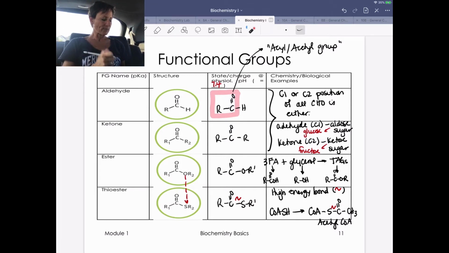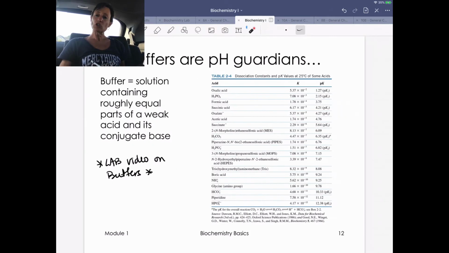and then acetyl-CoA is what goes into the citric acid cycle. So if we think about what the structure of CoA looks like, this is a vitamin B derivative, and so what we're going to see here is we've got a thiol functional group at the end, and when we attach a 2-carbon acetyl group to it, that's how we get acetyl-CoA. All right, so that was our functional groups for today.